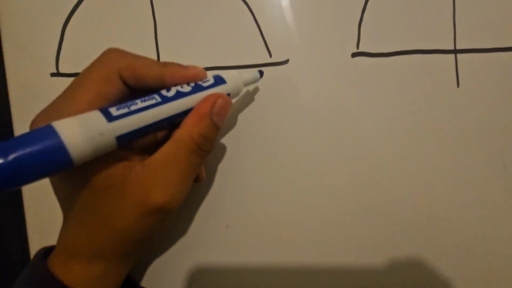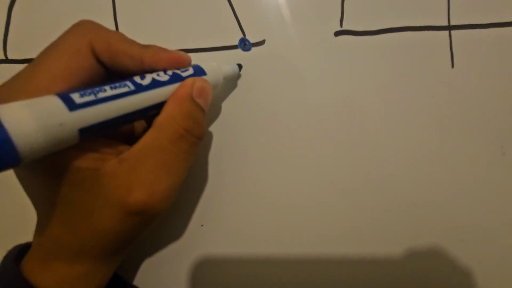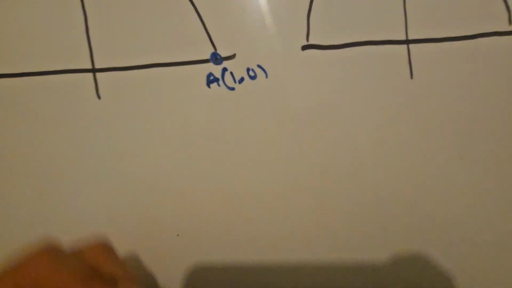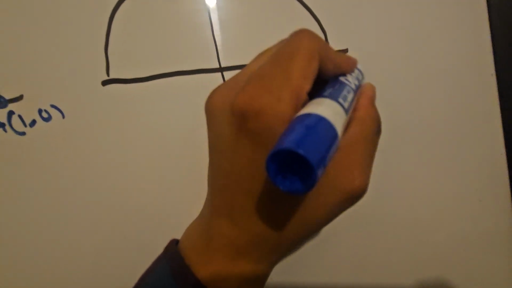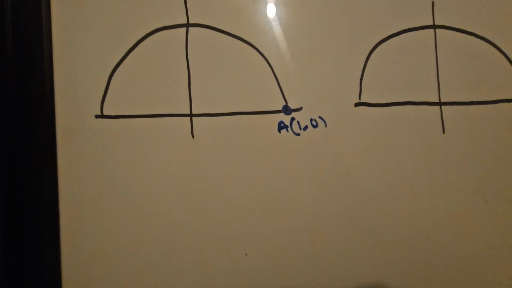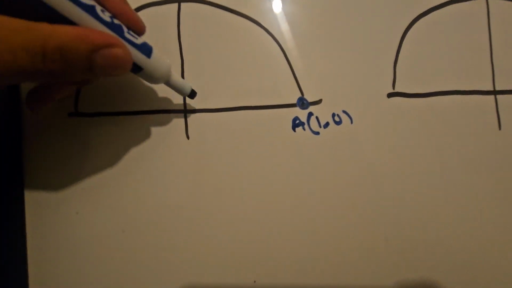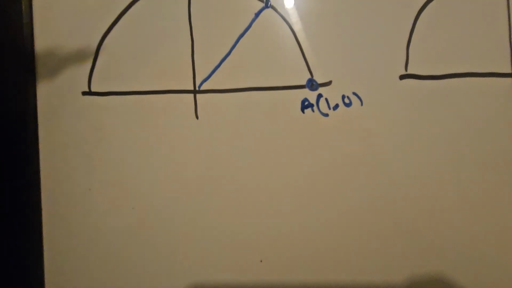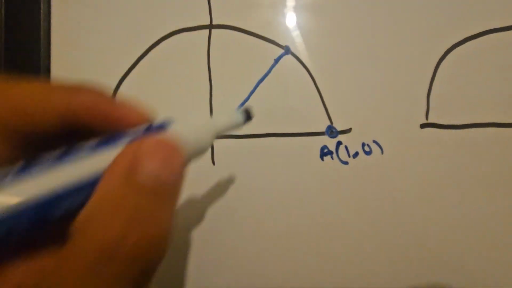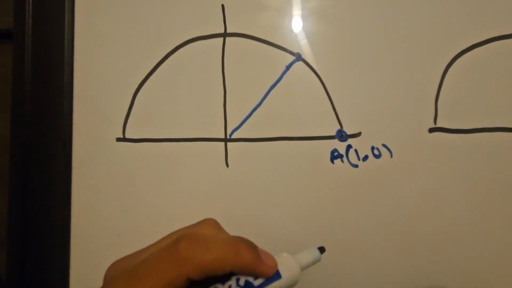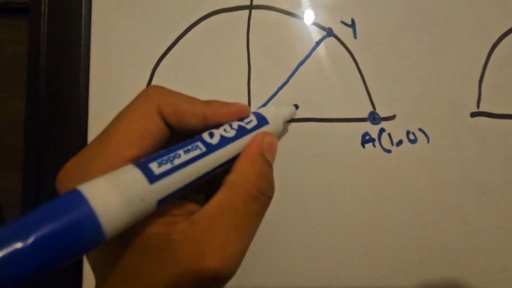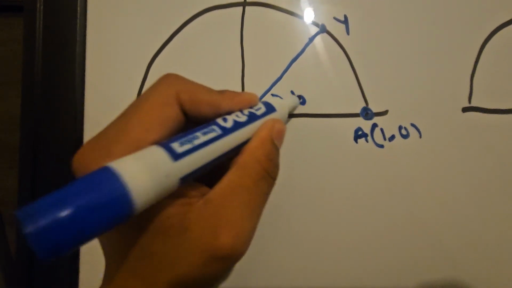So right here, let's call this point A. Point A is going to be 1, 0. And let's put it right here too. A, 1, 0. All right, that's 1, 0. So let's start with making an angle. Let's name this point Y, and let's name this angle B.